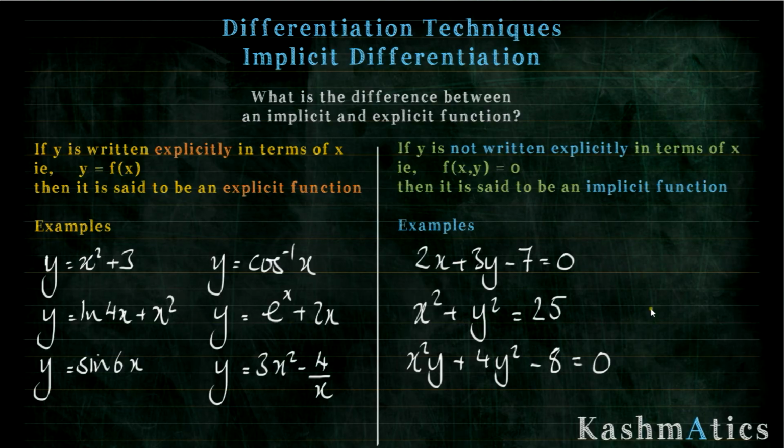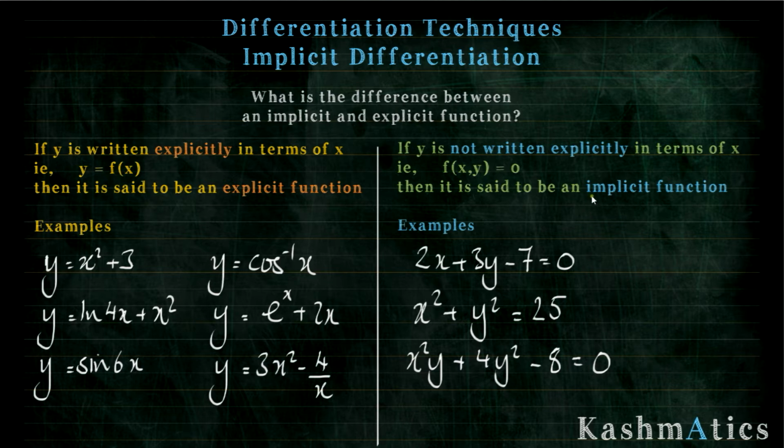First of all, we need to understand the difference between an implicit and explicit function. So on the left here, we've got some examples of explicit functions. If y can be written explicitly in terms of x, so y is some function of x, then it is said to be an explicit function. So all of these on the left are explicit functions. y is written in terms of x, so you've got y on one side and then a function of x on the other side.